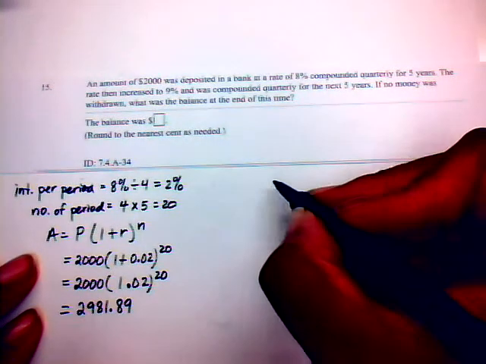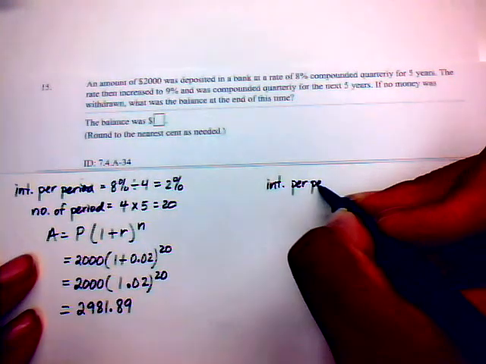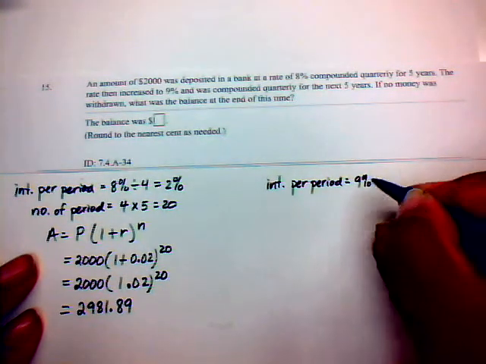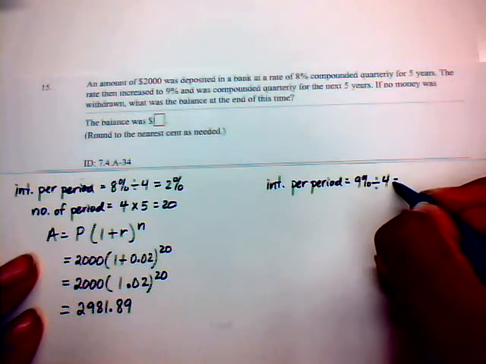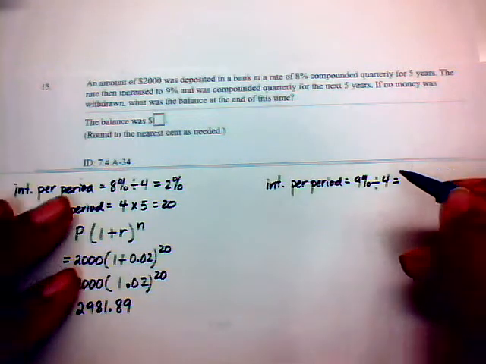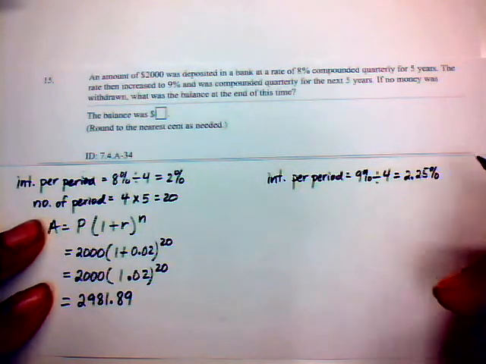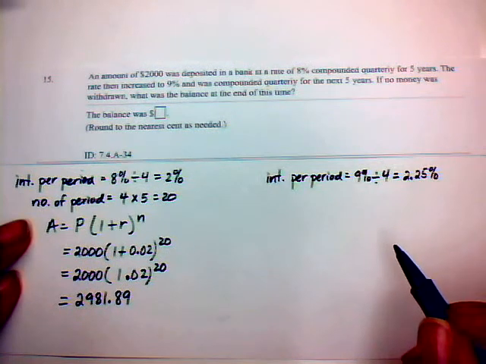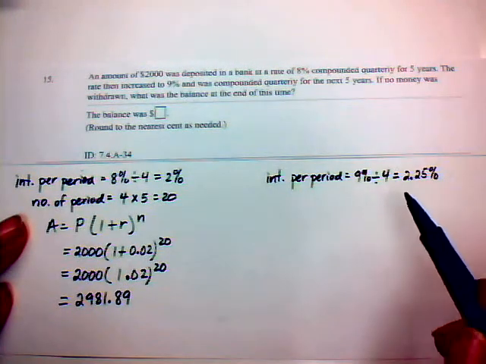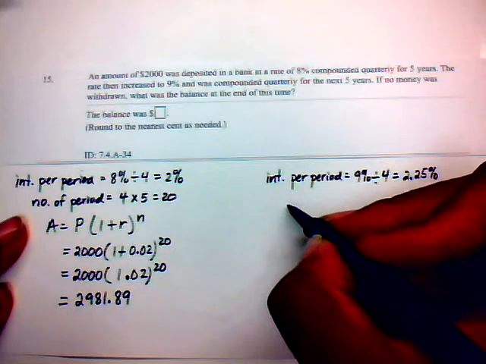So now the new interest per period, and this is where I made my mistake on that last video. I divided 9% by 5. I should have divided by 4. So now 9 divided by 4 would give me 2.25%. My number of periods is still going to be 20 because it's compounded quarterly for the next 5 years. So the number of periods is still 4 times 5, which is 20.